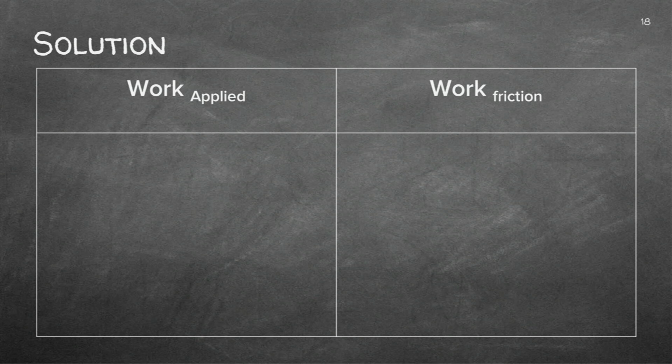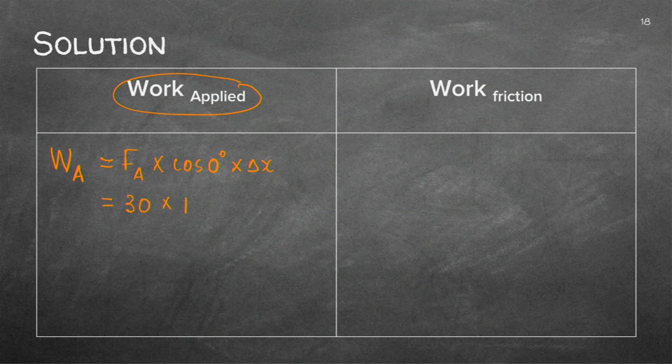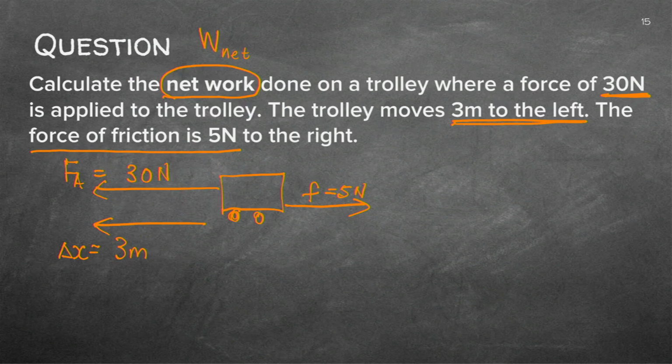I could have done it in the separate components. Let's work out the work of the applied force. Then I only take the applied force times the cos, which we know is 0 degrees, times delta X, which is 3. The applied force was 30 times 1 times 3, which will give me a value of 90 joules that we have. The friction was, let's quickly have a look, 5 newtons, but to the other direction.